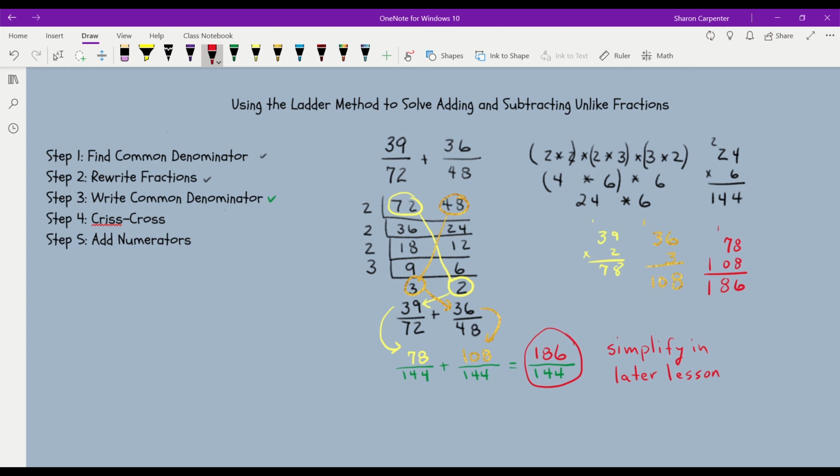I know this was a long video, but I hope it explains the ladder method and unlike fractions.